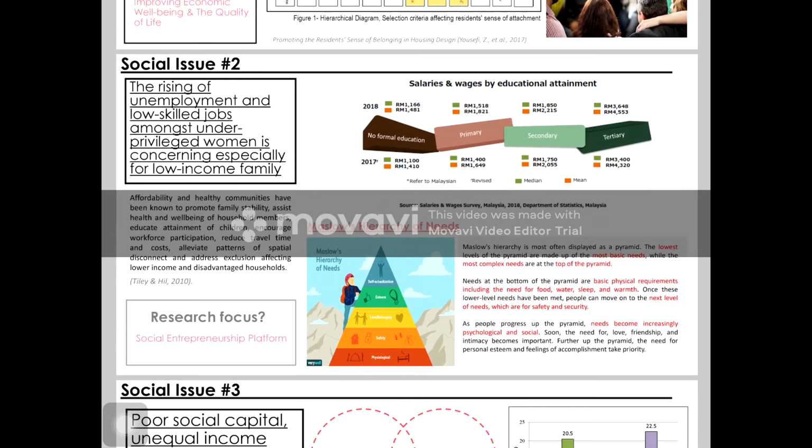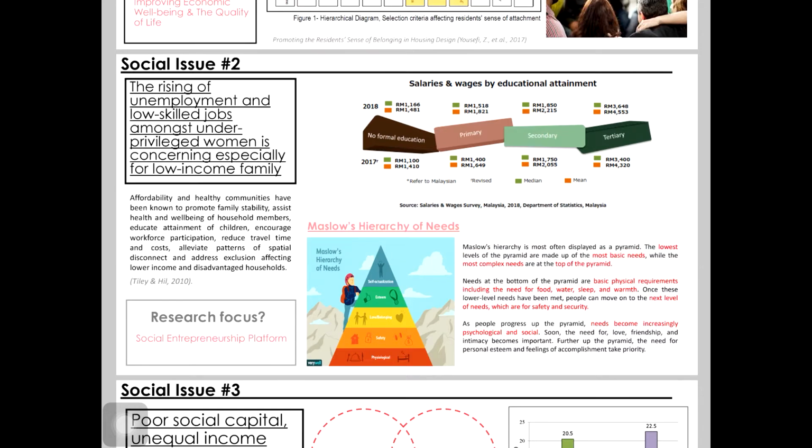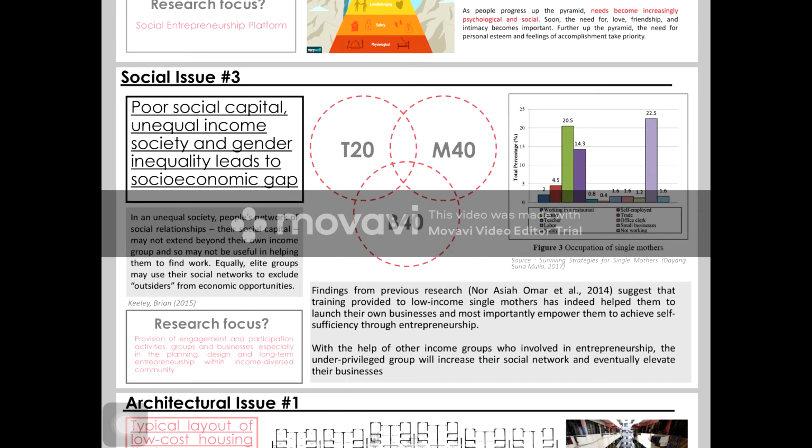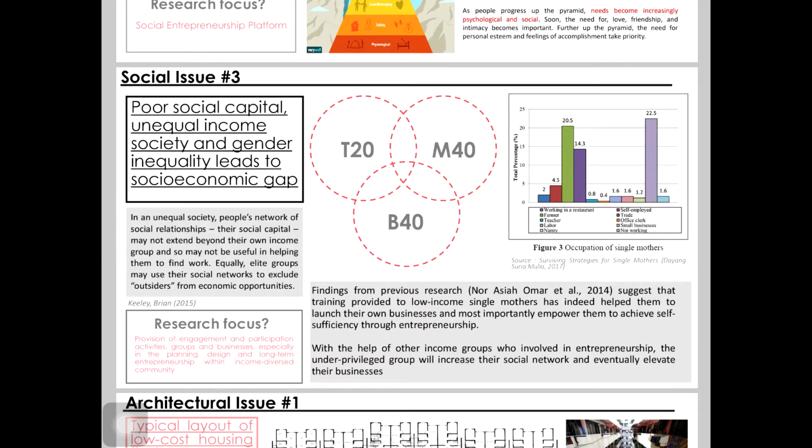My social issue number 2 is the rise of unemployment and low-skilled jobs amongst underprivileged women, which is concerning, especially for low-income families. Hence, I would like to introduce a social entrepreneurship platform in this social housing, which I will explain later on. My social issue number 3 is poor social capital, unequal income society, and gender inequality.